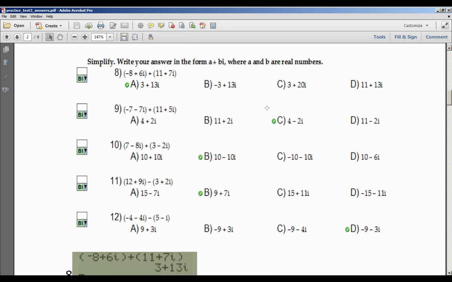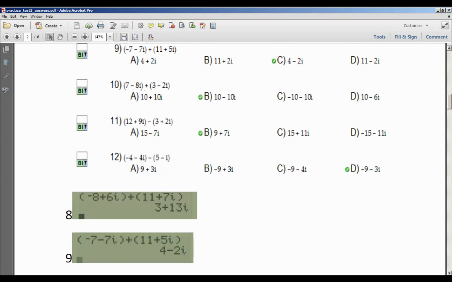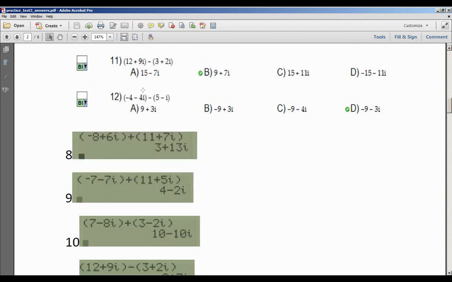All right, so numbers 8, 9, 10, and 12, you're adding and subtracting. The letter i is just like any other variable. You combine like terms, you combine integers with integers and terms containing i with other terms containing i. Just looking at it from a common sense standpoint, negative 8 and a positive 11 is a positive 3. 6i and 7i is 13i. So there's no real need to do the calculator. You just combine i's with other i's and integers with other integers. But if that bothers you, the calculator will do it.